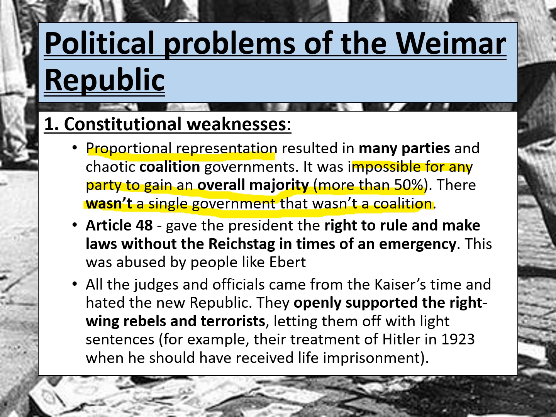The second constitutional issue was the Article 48. Now, Article 48 gave the president, who remember was the head of state, the right to rule and to make any laws he wanted without the Reichstag in a time of emergency. Now, this was often abused by presidents. People like Ebert abused this situation. Now, of course, you could say that this undermined democracy.